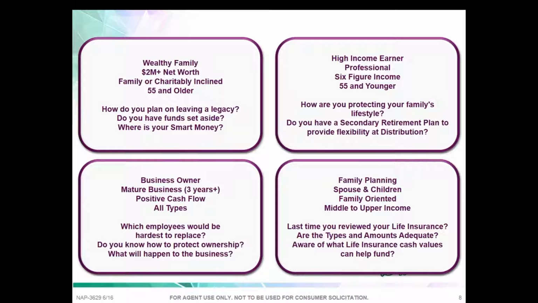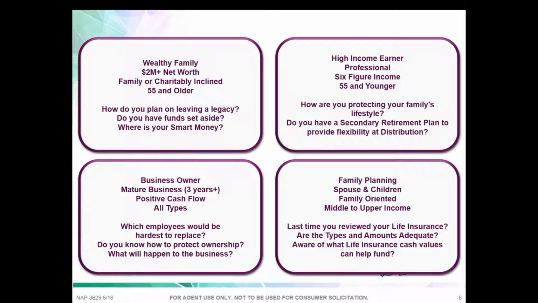So smart money is, they're probably not earning much interest on it, but smart because they want to be able to access it and not have it tied up in penalties. But if they could make it even smarter by leveraging it into a tax-free death benefit that could pass on to their heirs if they don't need that money, that would help with leaving a legacy. So let's move down to the business owner. Which employees would be the hardest for you to replace? Do you know how to protect your ownership so that you're not in business with your partner's spouse? And what will happen to the business if something happened to you? Those are some door opener questions.